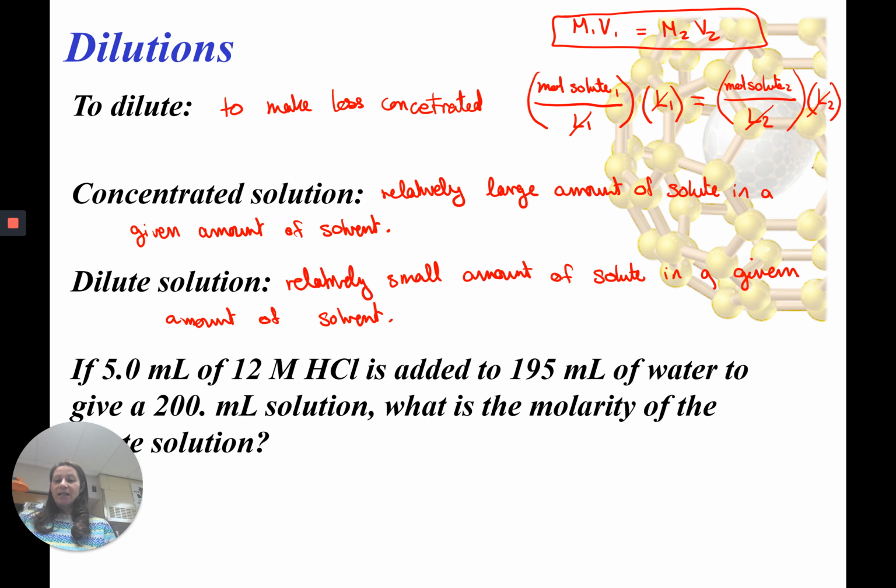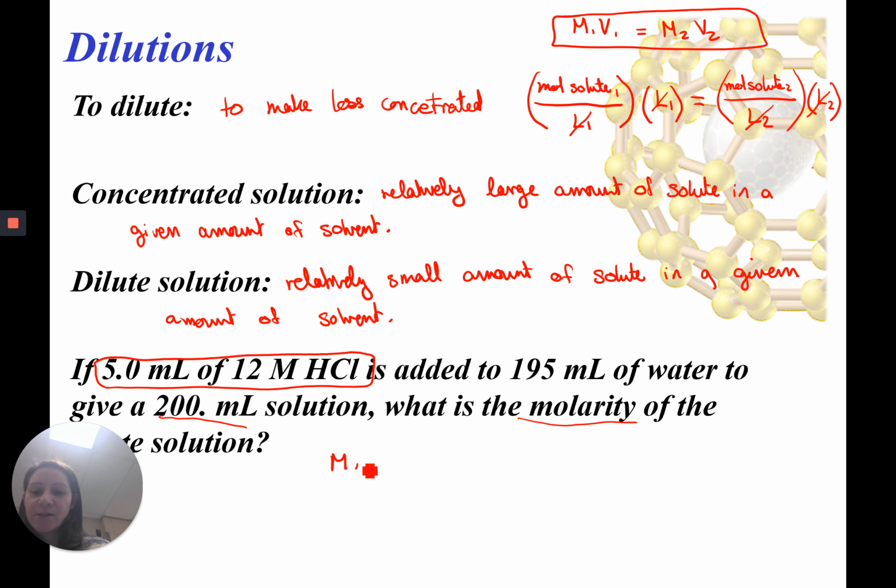So let's look at this one together. It says if 5 milliliters of 12 molar HCl is added to 195 milliliters of water to give a 200 milliliter solution total, what is the molarity of the dilute solution? So we have this concentrated solution. It's 12 molar. That's very strong. And we only have 5 milliliters of it. We're going to take those 5 milliliters and we're going to add 195 milliliters of water. So that the total volume would be 200 milliliters. So this is my second solution. We want to know what is the molarity of that second solution.